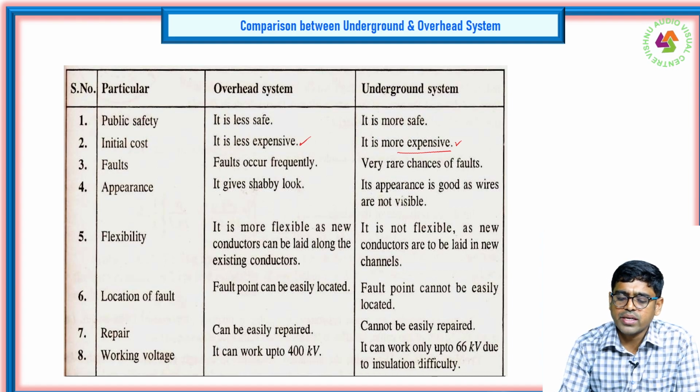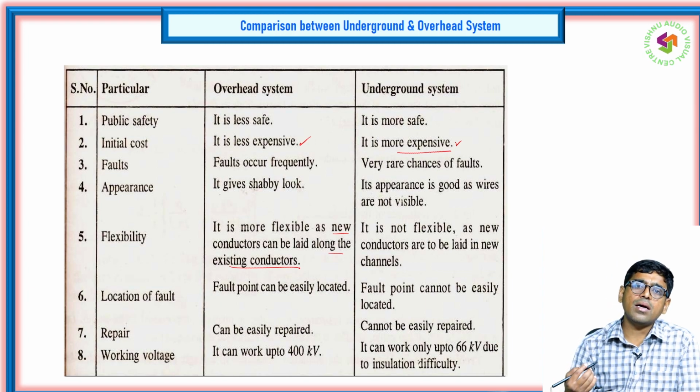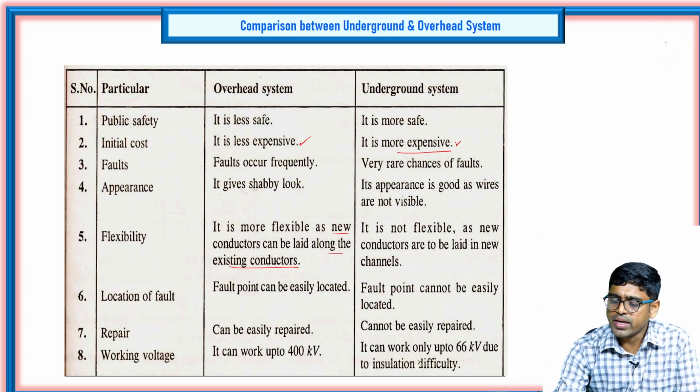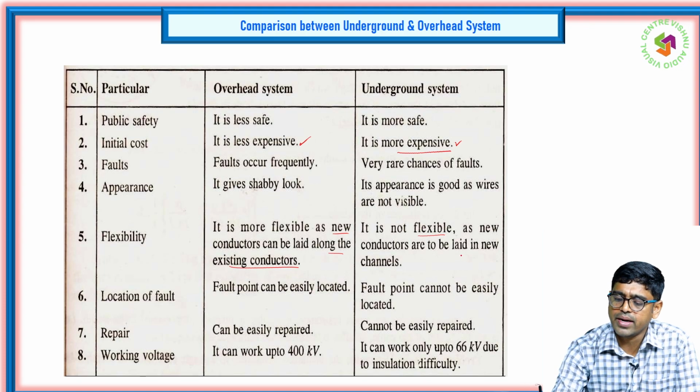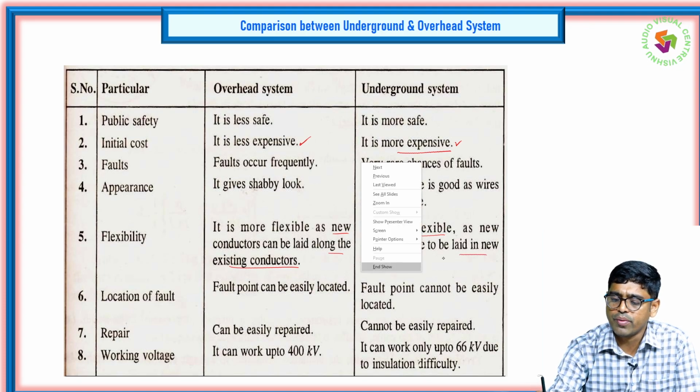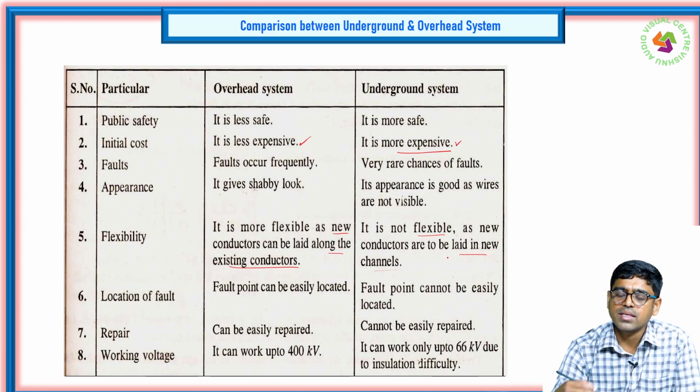On flexibility, the overhead transmission system is more flexible, as a new conductor can be laid along the existing conductor. So if you want to increase the transmission line capacity, it is very easy to lay the conductor. But in case of underground cable, it is not flexible, as the new conductors are laid in a new channel. So we need to provide a separate channel for that. We can't use the same channel.